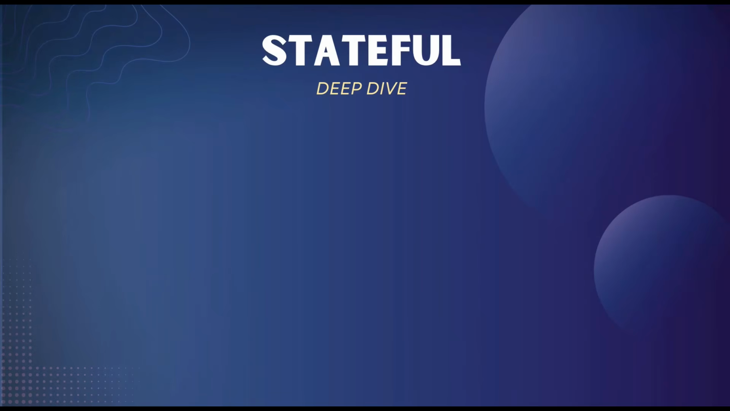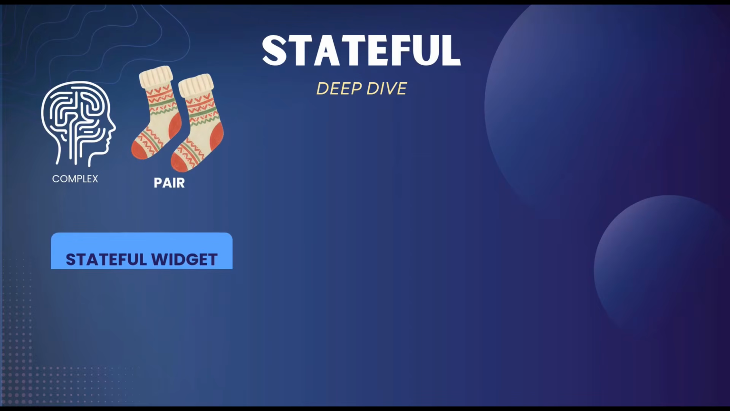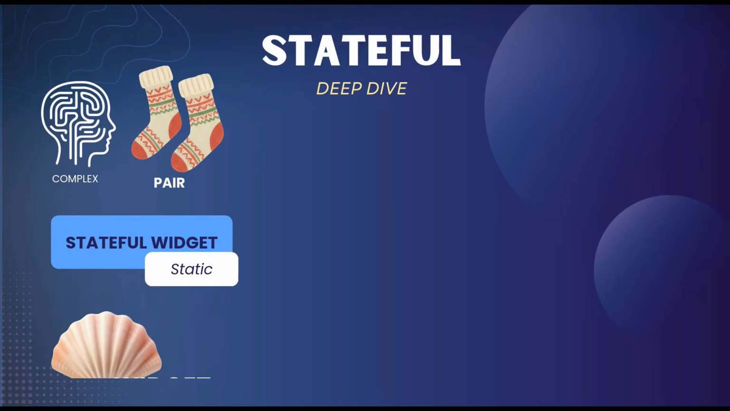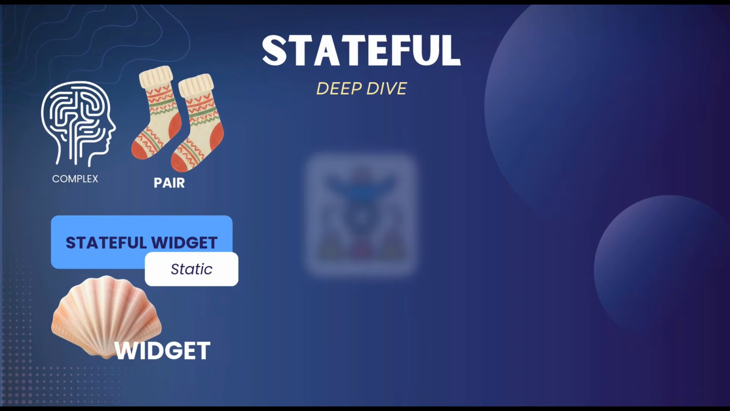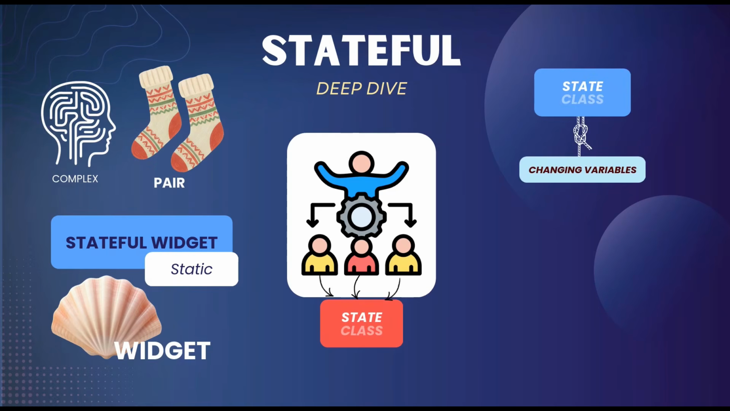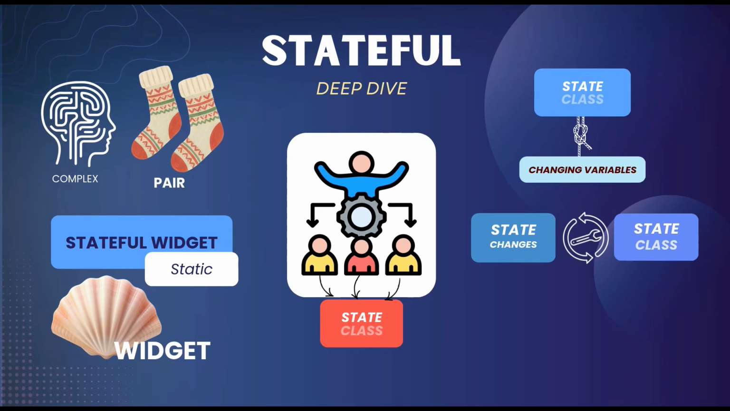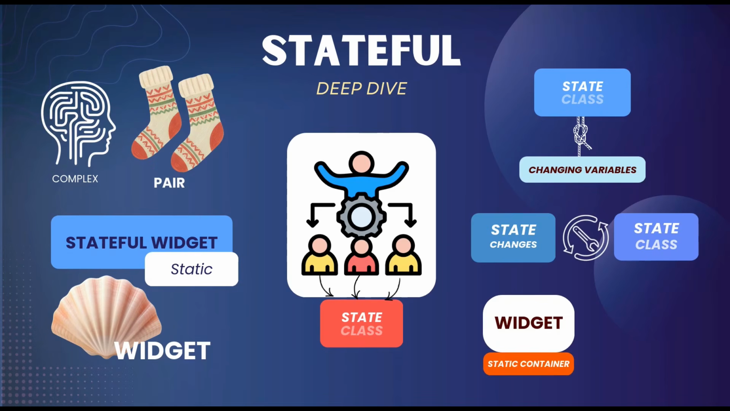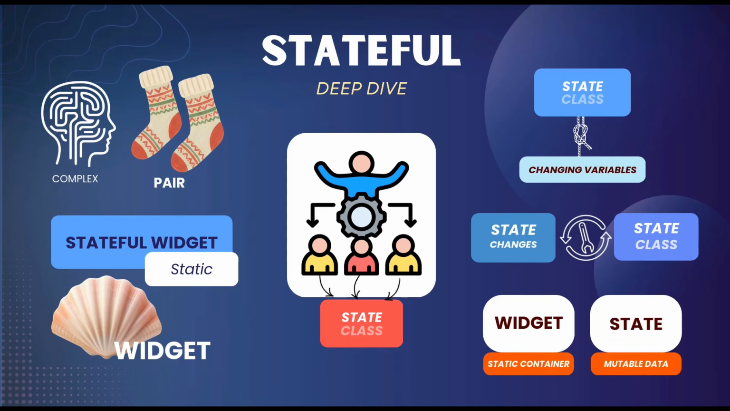Let's look at stateful widgets. A stateful widget is more complex because it comes in a pair. The main stateful widget itself is static. It's just a shell widget. It delegates the responsibility for managing the mutable, or changing, data to a separate companion class called the State class. This State class holds changing variables, like our counter variables or changing weather conditions. Whenever the state changes, only the State class rebuilds its part of the UI. Remember this: the widget is the static container, and the state is the mutable data.